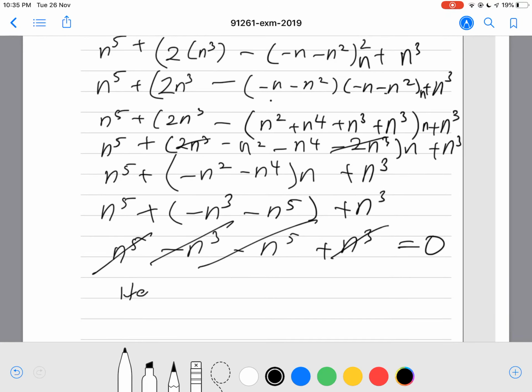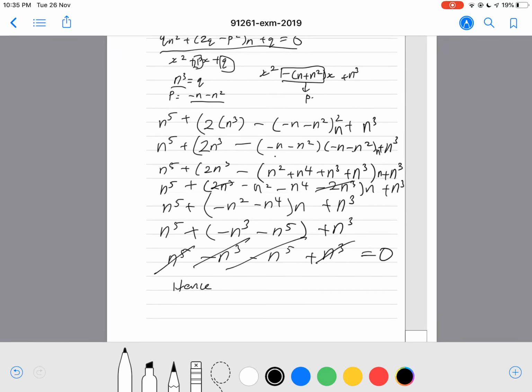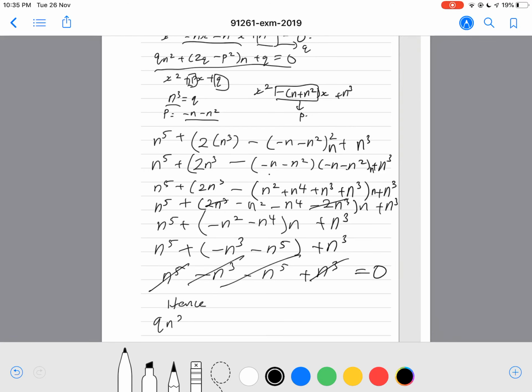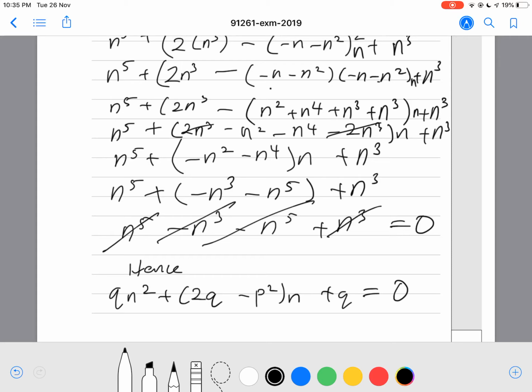So hence we have proved that qn squared plus (2q minus p squared)n plus q equals 0. We've proved that successfully. And this would be an excellent simple question for proving up to here.